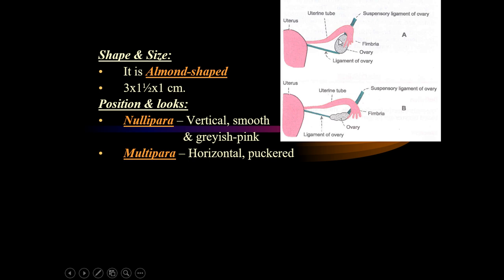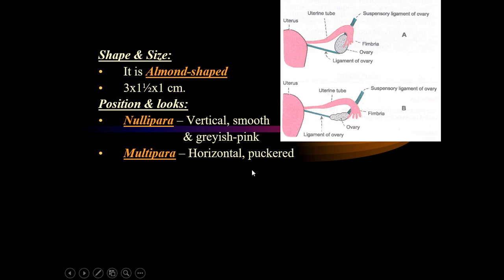In case of the nullipara, it will be smooth and soft, but in case of the multipara, it will be puckered. This is because of the regular release of the oocyte. The ovaries release oocytes from the Graafian follicle, which ruptures on the surface. And whenever it ruptures, it leaves a scar-like thing, which leads to an uneven surface.